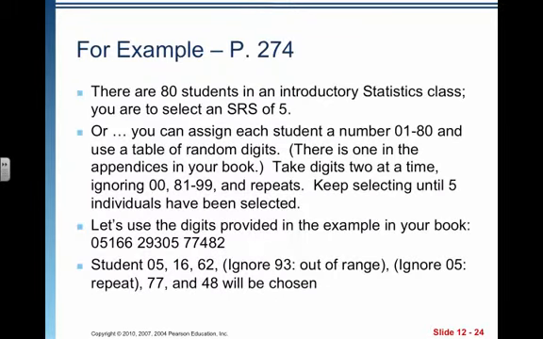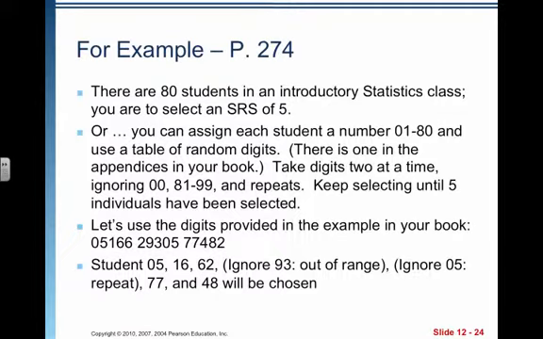Or you can assign each student a number, 01 through 80. You've got to have the same number of digits for each person. So one person would be 01, another would be 02, 03, all the way up to 80. And use the table of random digits. There's one in the appendices in your book. And also, if I've given you your little AP statistics packet, there's one in there. Take digits 2 at a time, ignoring 00, and 81 to 99, and repeats. Keep selecting until 5 individuals have been selected.